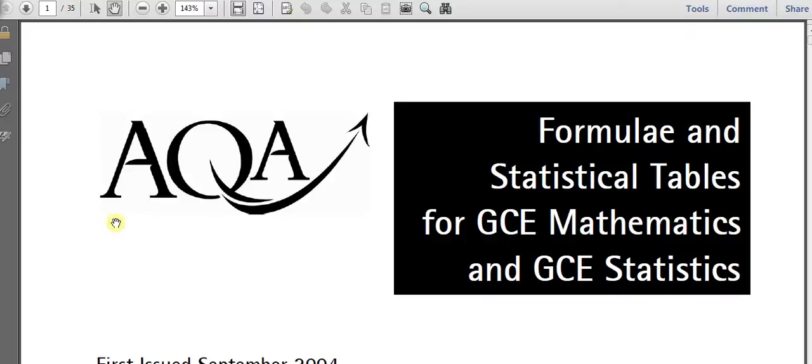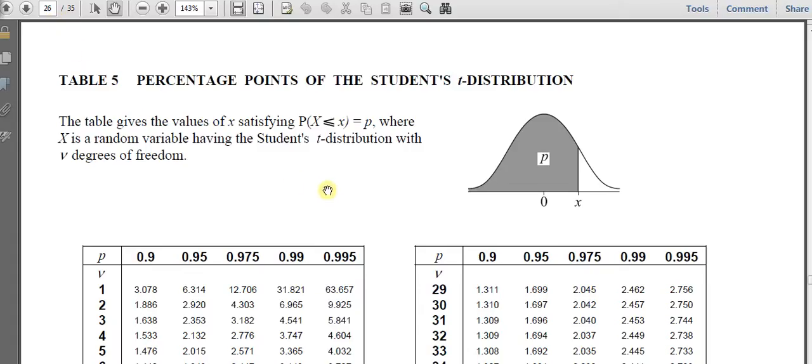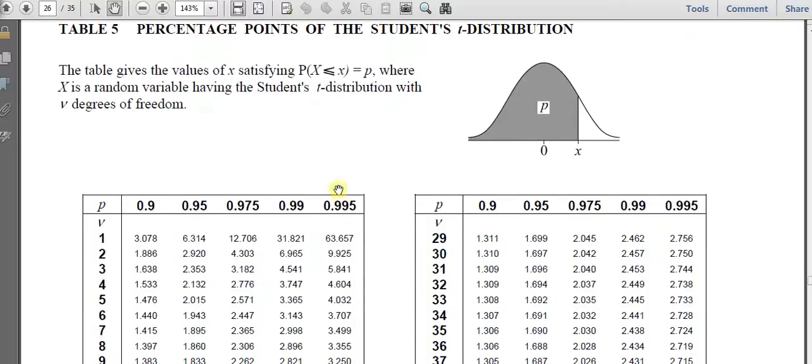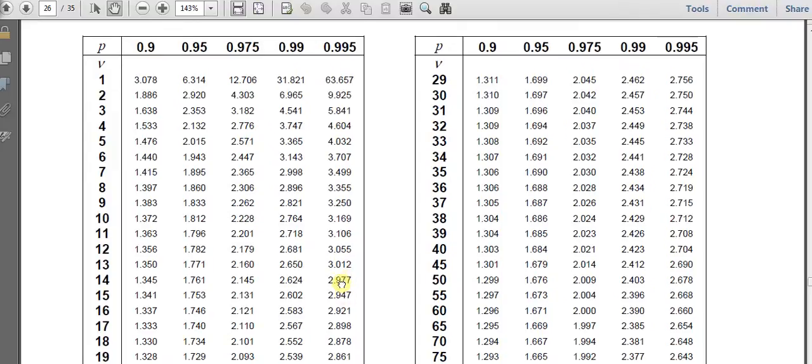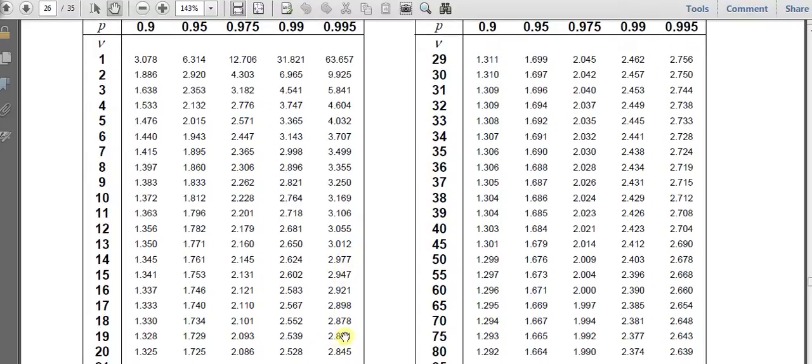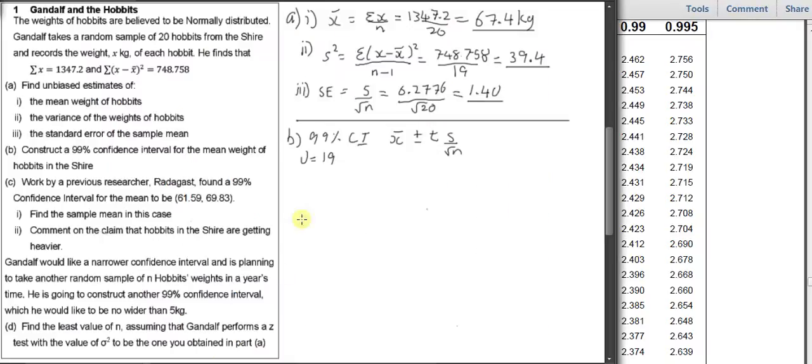Now I've just got the formula book up here, and I know that the t distribution is on page 26. So we want 99% in here, so we've got 0.5% here and 0.5% down here, so we've got 99.5% that we're looking at. So I'm looking in this column, the 99.5% column, and I need to go down to row 19, and there we get our value of t is 2.861. So I'm just going to write that down, t equals 2.861.